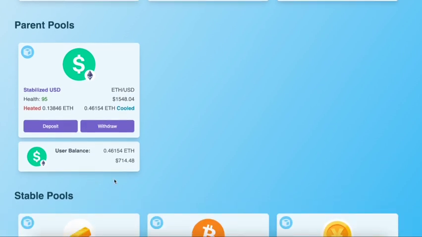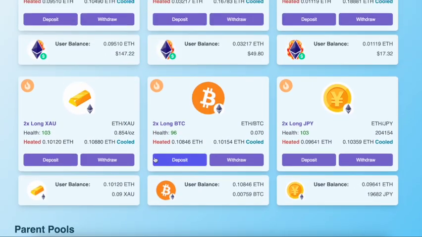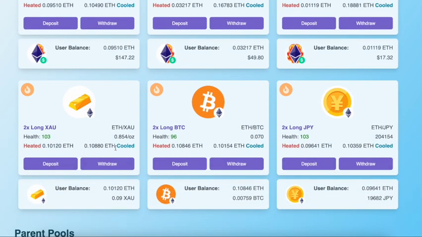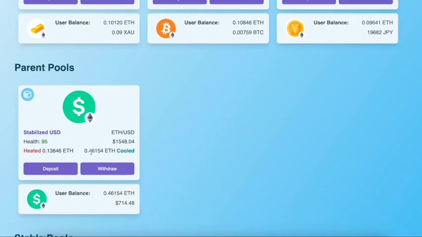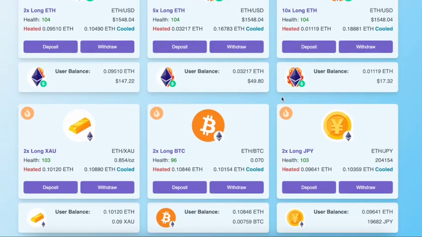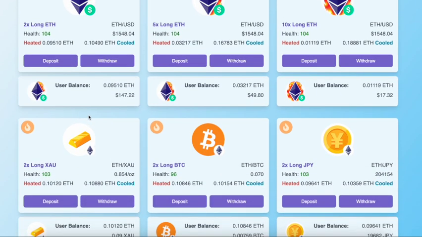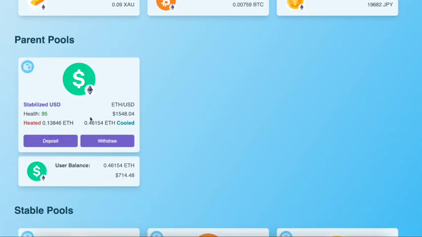So how this works is you can see we have our US dollar balance right here, $714, and this is the native ETH underlying that we have deposited. Everything on here is currently served with ETH as the underlying, but we basically transform it into these other positions via our trades, via our positions. And so we make a trade by depositing or withdrawing from these pools, which are automatically settled between each other. So these heated pools settle with this stabilized USD pool right here.